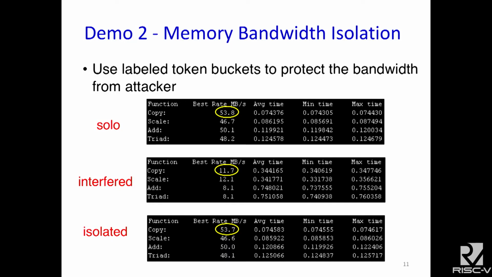The second demo is about memory bandwidth isolation. We first run an application alone. Then we run it with an attacker running in another virtual machine, and we can observe a dramatic performance degradation. After that, we run these two applications with the attacker and with the label token bucket enabled to protect the bandwidth from the attacker. At this time, although the attacker is still running, the application can reach the performance as if it runs alone.